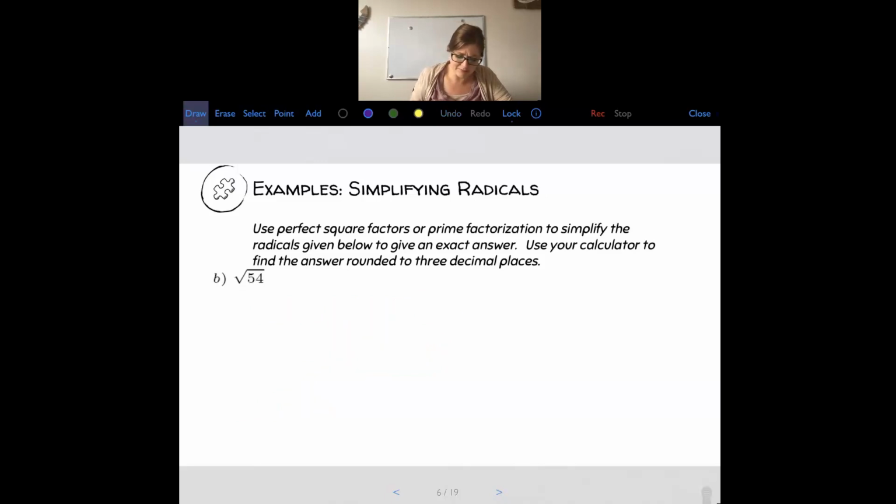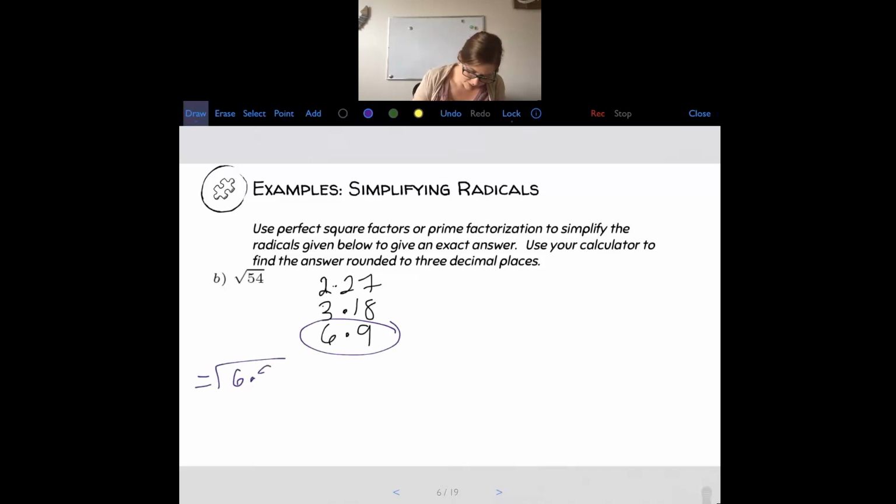Okay, for the next example, I'm just going to use perfect square factors, and the one after that I'll use prime factorization. So for square root of 54, I'm going to write down all of my factors. 2 times 27, 3 times 18, 6 times 9. Okay, so the one that has a perfect square is my 9. So I'm going to write this as 6 times square root of 9.